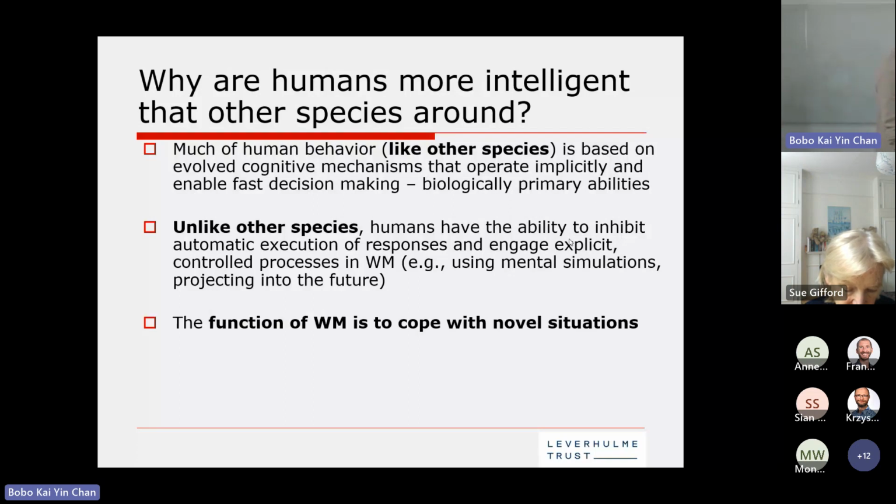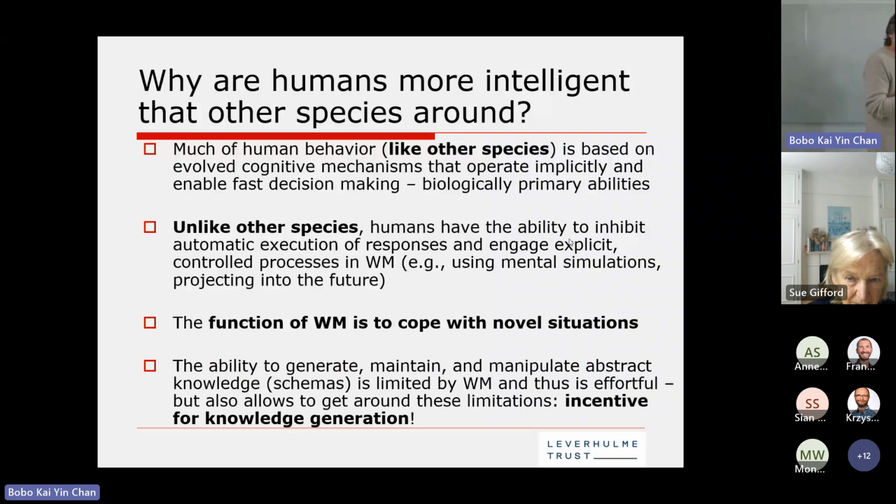So the whole point of evolving working memory capacity, working memory generally as a part of our cognitive system, is just to increase our ability to cope with novel situations. Novel situations that we cannot successfully handle based on primary abilities, we can handle by inhibiting those primary responses and engaging working memory processing in a controlled way, and find in this way a new solution to a novel situation and increase survival in evolutionary terms.